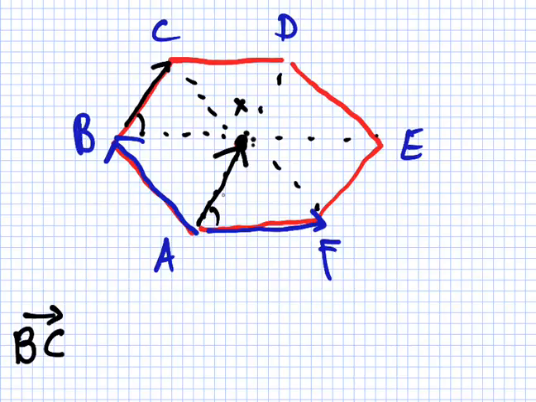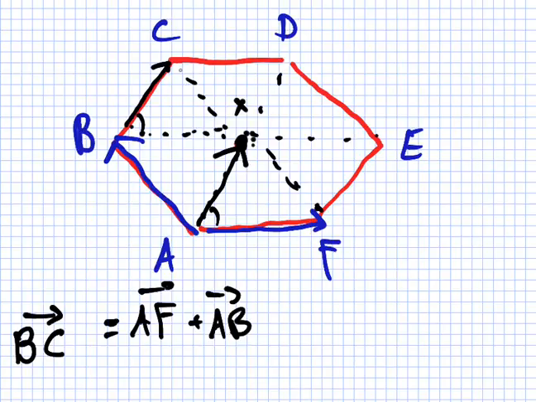But from the parallelogram law, you know that BC, this vector here, is AF plus AB. This is like the parallelogram law. You see, you draw the line parallel and you draw the line parallel. So the answer is just AF plus AB. So that's the first one.